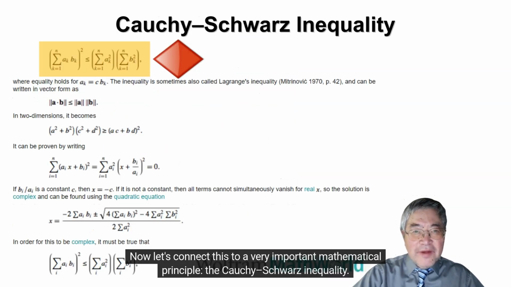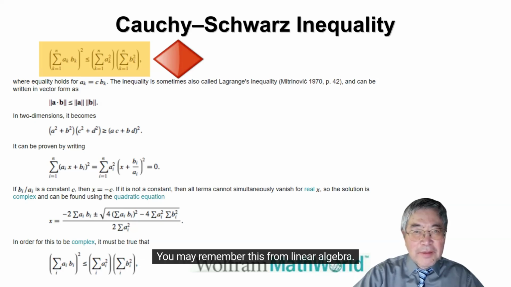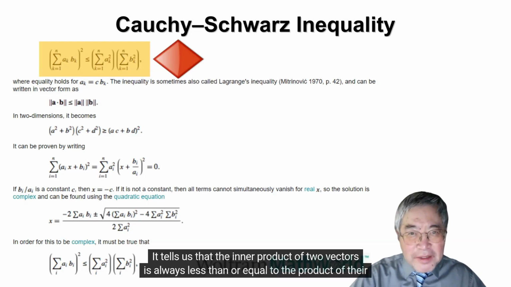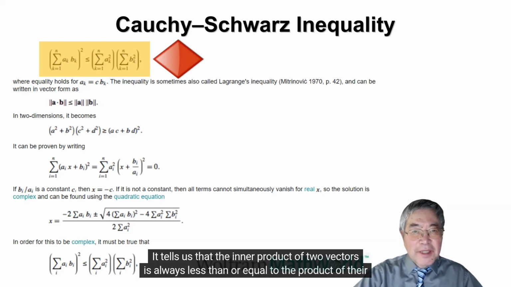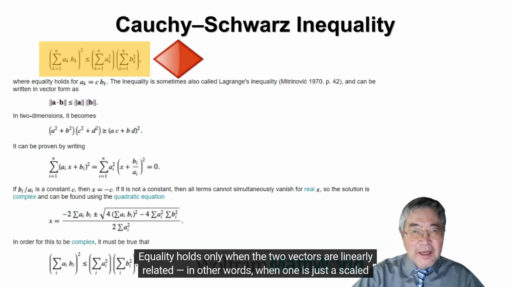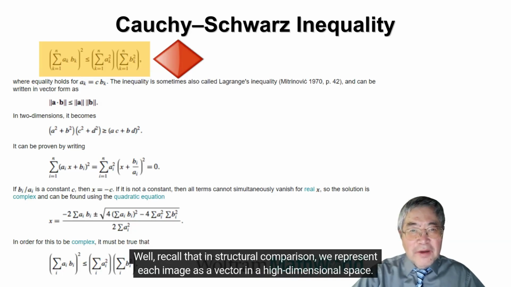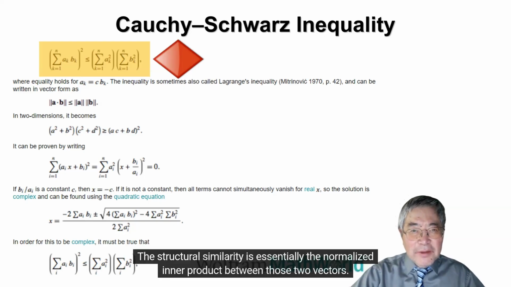Now let's connect this to a very important mathematical principle, the Cauchy-Schwarz inequality. You may remember this from linear algebra. It tells us that the inner product of two vectors is always less than or equal to the product of their lengths. Equality holds only when the two vectors are linearly related, in other words, when one is just a scaled version of the other. Why is this important here? Well, recall that in structural comparison we represent each image as a vector in a high-dimensional space. The structural similarity is essentially the normalized inner product between those two vectors.